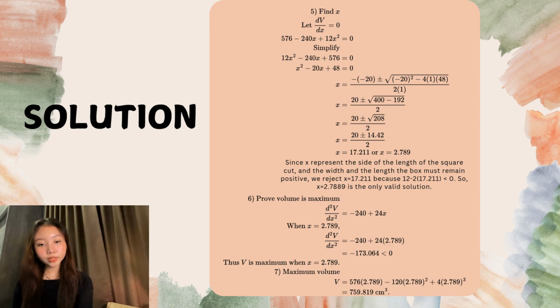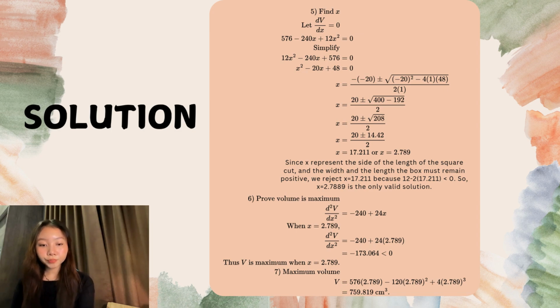So first, we need dV over dx to become 0. Then we need to simplify the equation. Then we put it into a quadratic equation. Then we got x equals 17.211 or x equals 2.789.